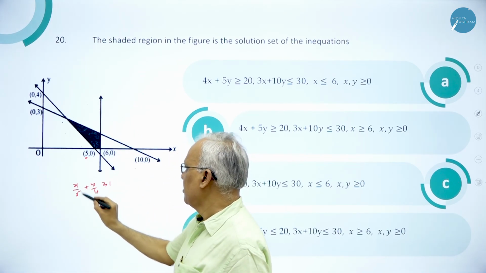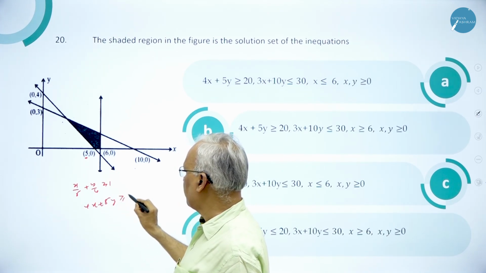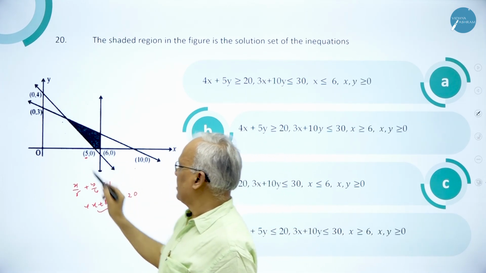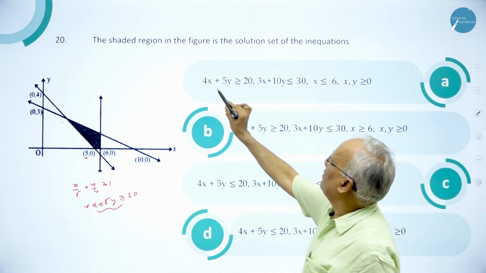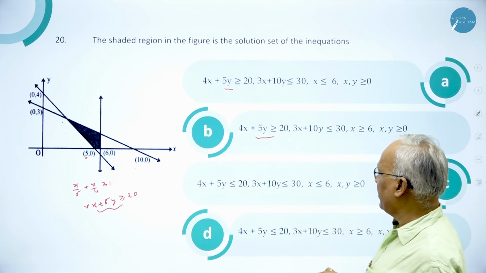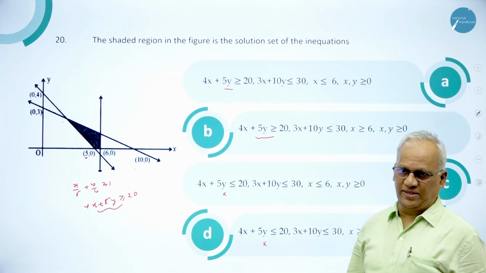So 4x plus 5y greater than or equal to 20 is one line, because it is above this line. 4x plus 5y greater than or equal to 20. This one is not possible, so I could eliminate two answers.